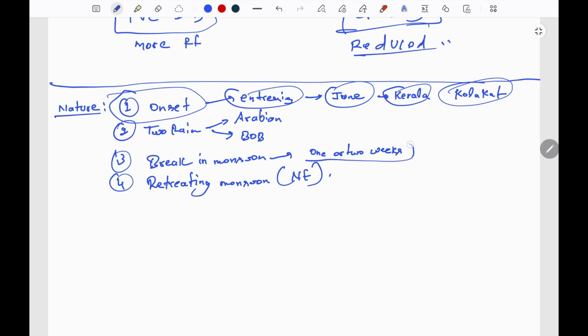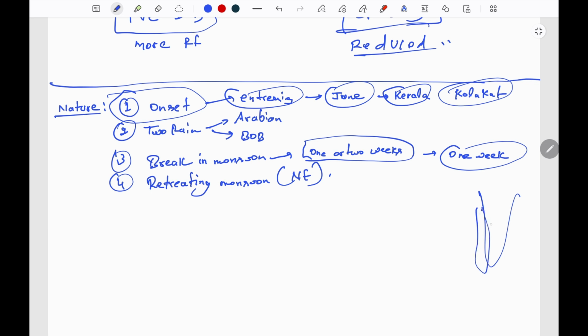And thereafter there will be a dry spell. If the dry spell is more than 1 week, then it will be known as break in monsoon. And what are the causes for this break in monsoon? In this western Ghat region, if the winds are blowing parallel to this, then there will be a rainfall break. And in the northern region, if the ITCZ weakens, this is the main reason for break in the monsoon.